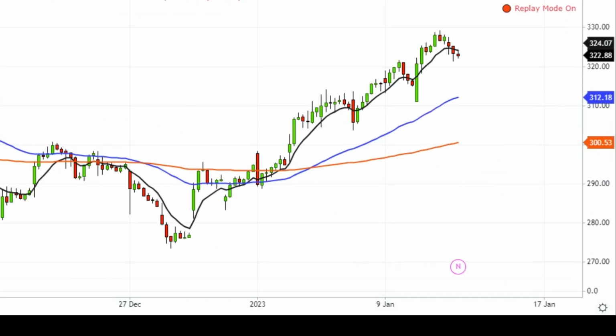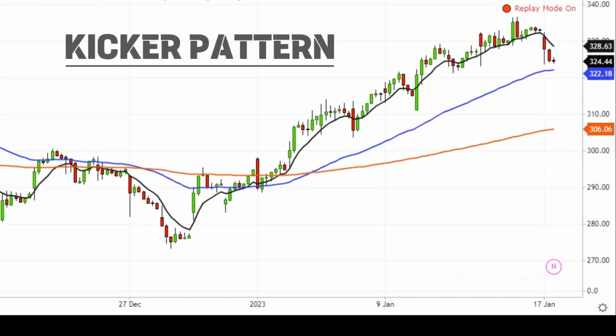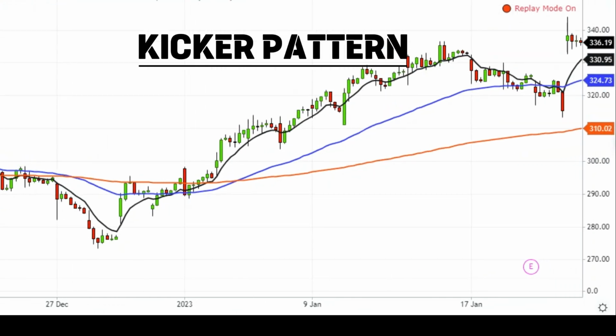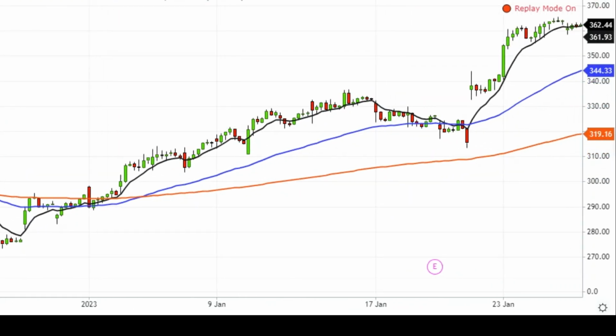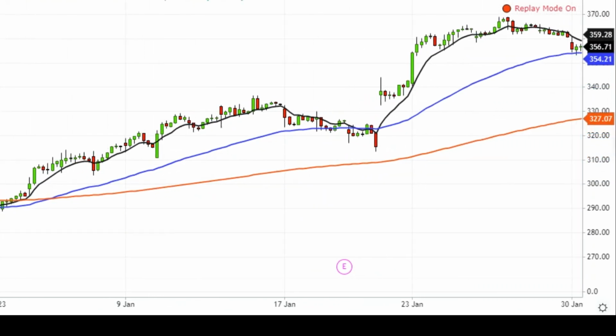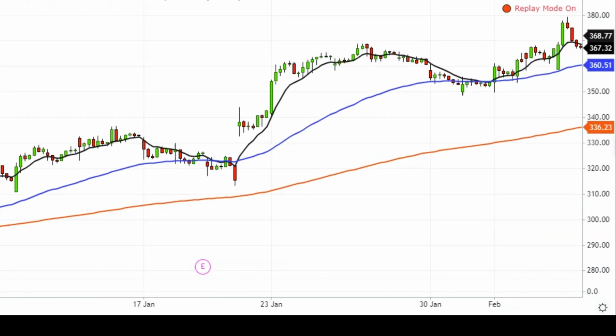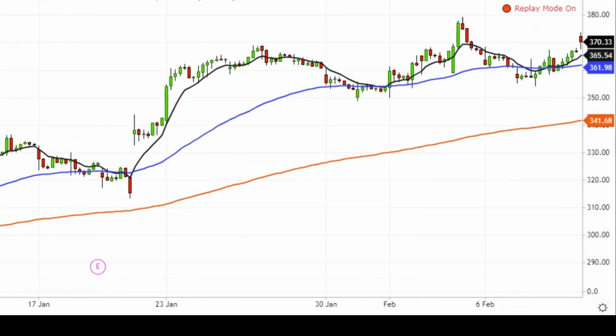Guys, now let's look at our last pattern, which is the kicker signal. You know, a kicker signal can be traded in many formats, but I'm going to share with you the most optimal way of trading the kicker signal. So for us to take a buy trade, 4 conditions have to be met.